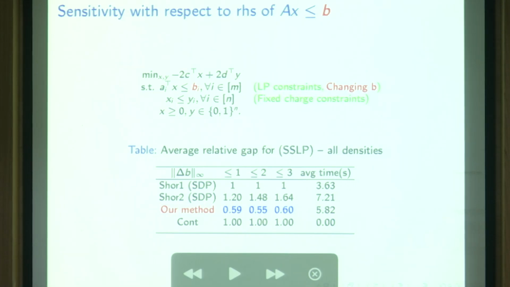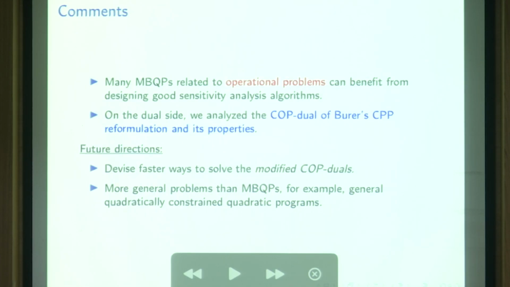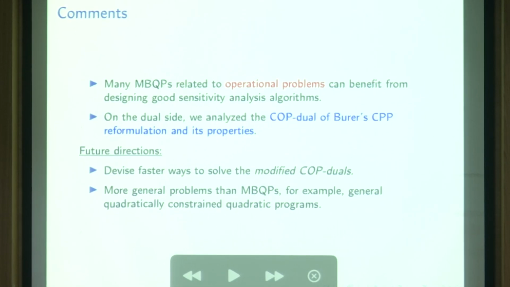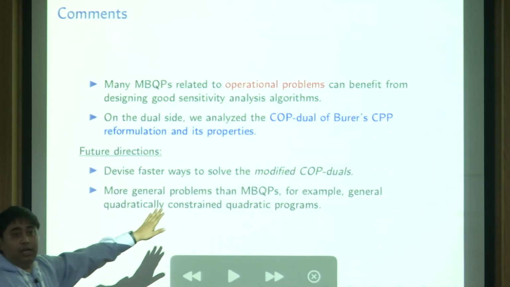So let me just conclude this part of the talk. For operational IPs, I really think we need to think more and do more. Is this the method, this dual? I don't know, I don't think so. But this was exciting. It's a strong dual. I like collecting strong duals for IPs. It could really improve. I really think this could work if we could solve these modified copositive duals really well.